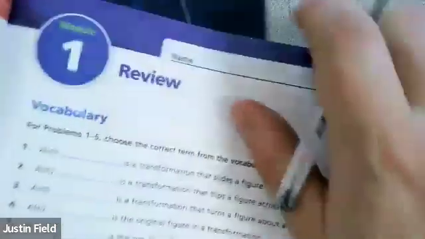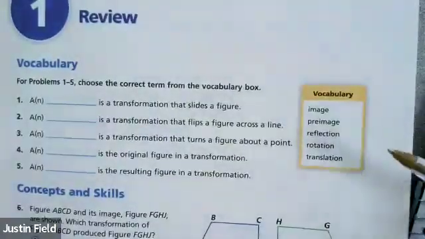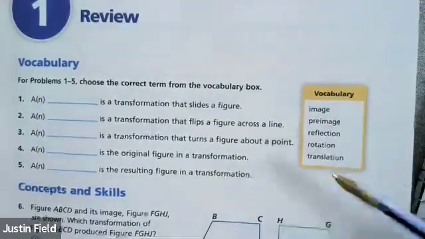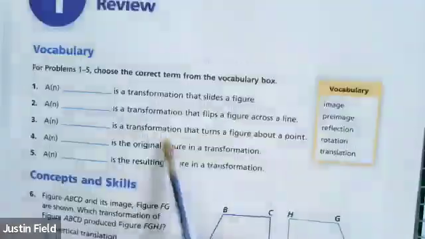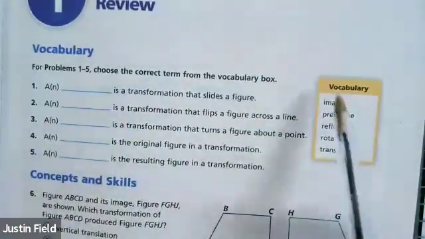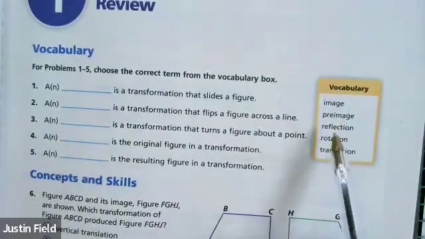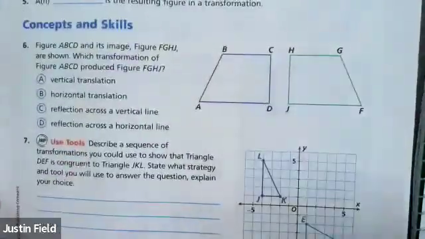All right, so now we got section 1-5, but we're going to move past that. That's just talking about congruent figures, which we have talked about. And so you see the module 1 review on page 45. We have our different vocabulary: image, pre-image, reflection, rotation, translation. We have talked about all of those.